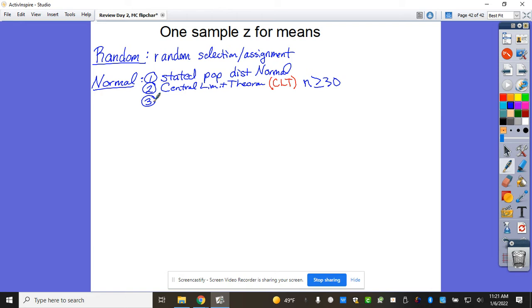And then number 3, histogram of what? Of values. And what things do I check for it? No strong skew. No extreme outliers.